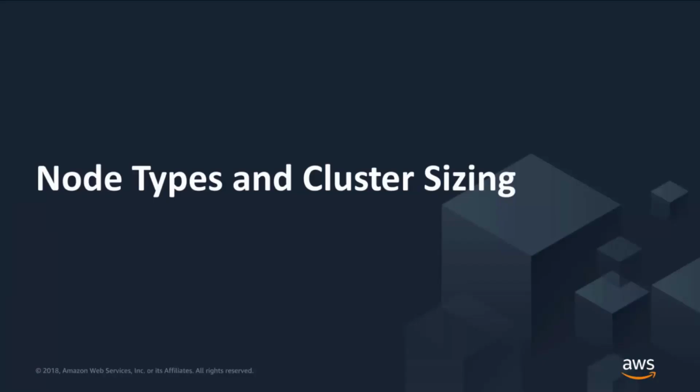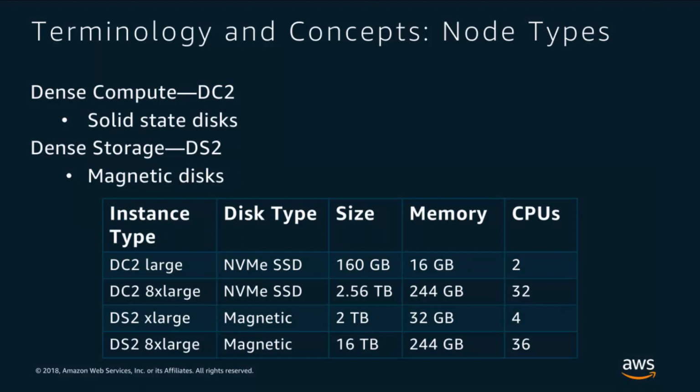Now, moving into node types and cluster sizing, there's really only 2 choices here. We have our dense compute, which is basically solid state, and our magnetic disk, which is dense storage nodes, the DS2s. The difference between them, obviously, is that the SSDs are faster, however, they do cost more. And so picking the node type is, again, based on your business requirements. Are you more query-bound, compute-bound, or do you have a really large tail of data and you're storage-bound? So there are pros and cons to picking each of the 2.